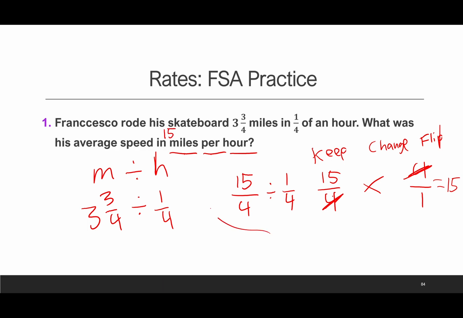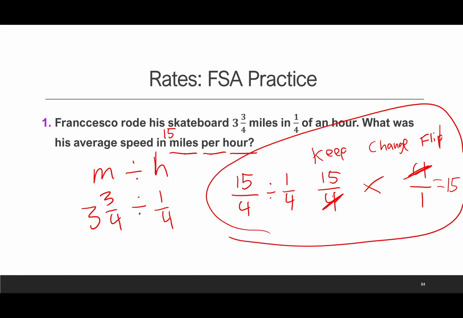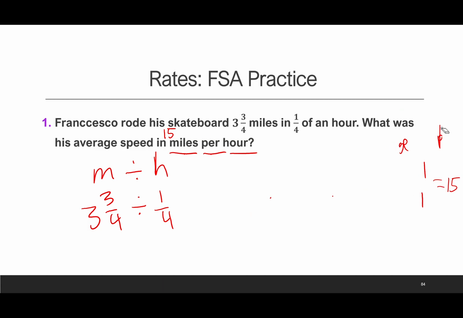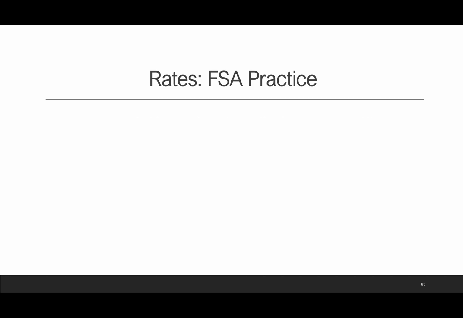Remember, if what we did over here seems complicated and you're like, what? Remember that you have access to a calculator. As long as you can safely set up miles divided by hours, and you do 3 3/4 divided by 1/4 in your calculator, you will get an answer of 15. Boom, you're done. Moving on to the next question.